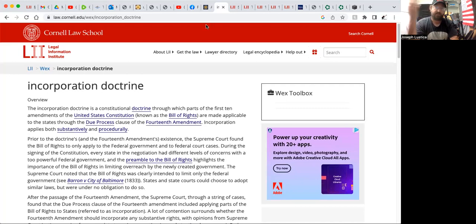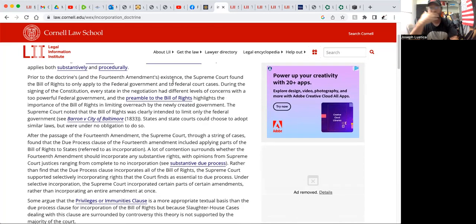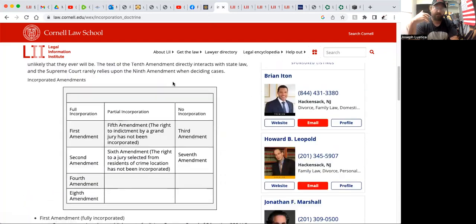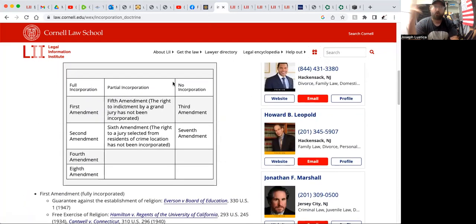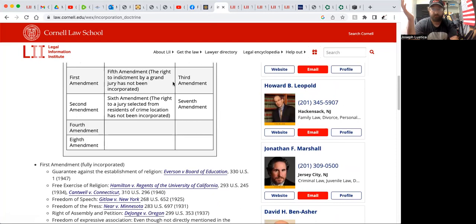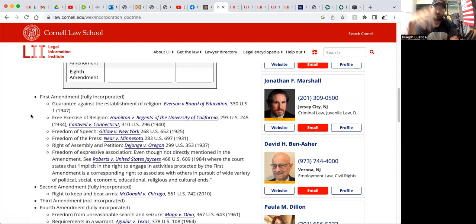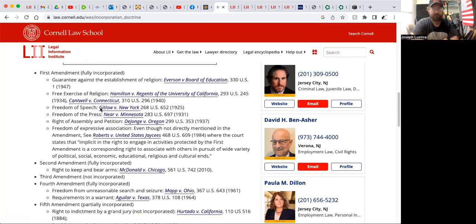Because if you're a U.S. citizen, you're under the 14th Amendment, the states are under the 14th Amendment, and they're not going to grant you all of the rights under the Bill of Rights. You're only going to get the ones that the Supreme Court has ruled on, okay? So that's pretty much it for that.